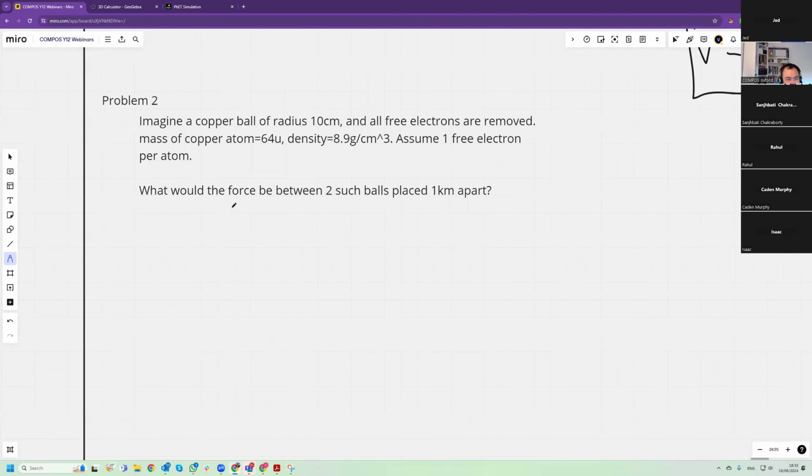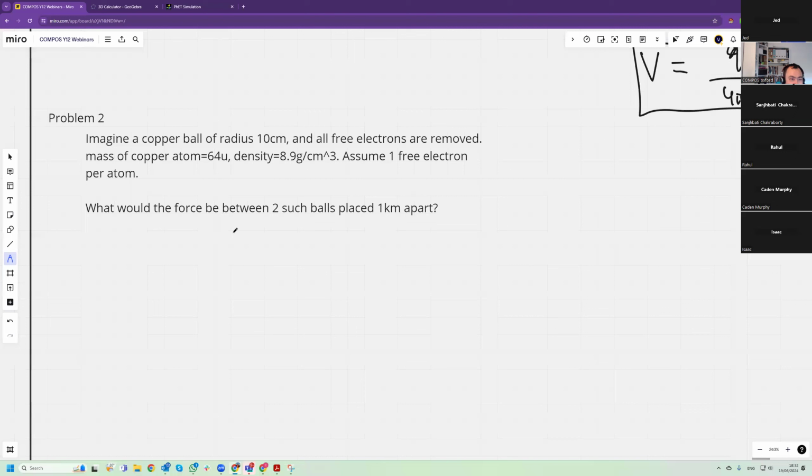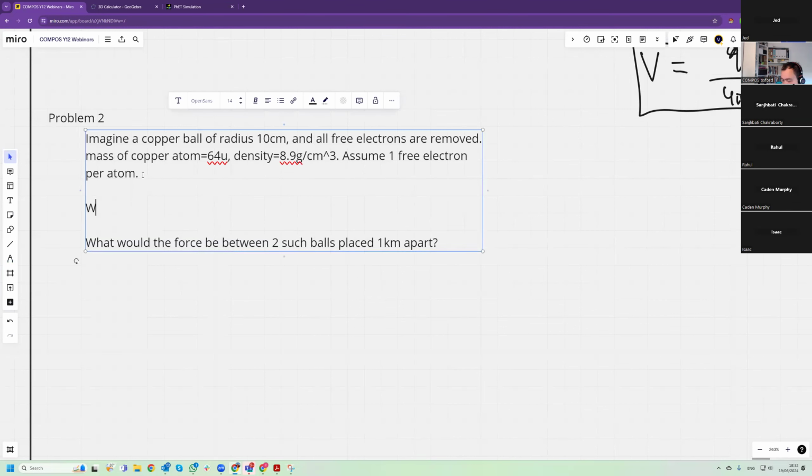Problem 2. Imagine a copper ball of radius 10 centimeters and all free electrons are removed. So you know copper is full of free electrons, and imagine we managed to remove all of them. What would the charge be? What is the charge on the ball?